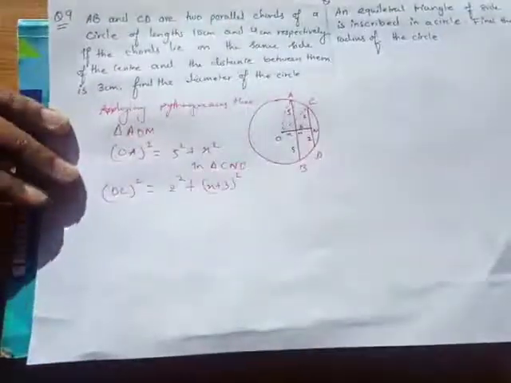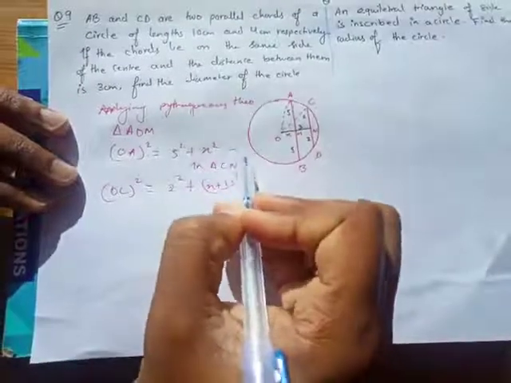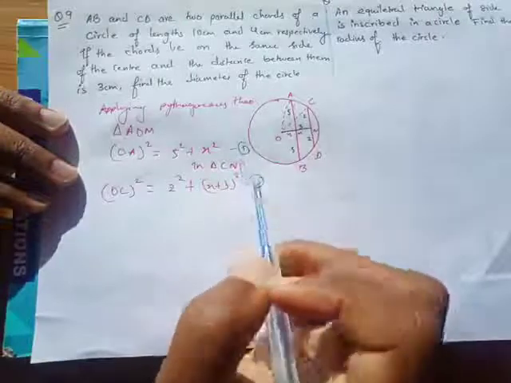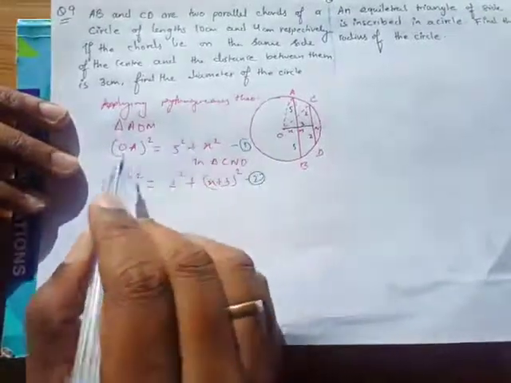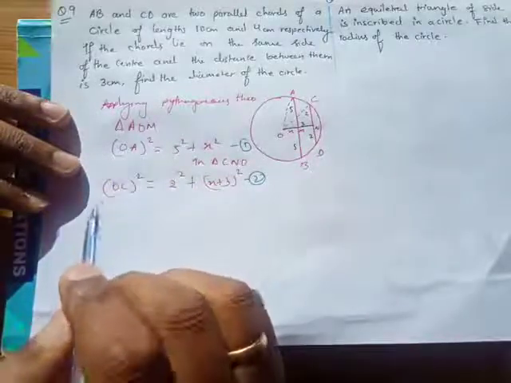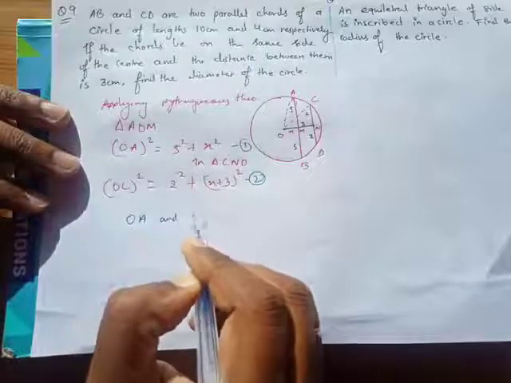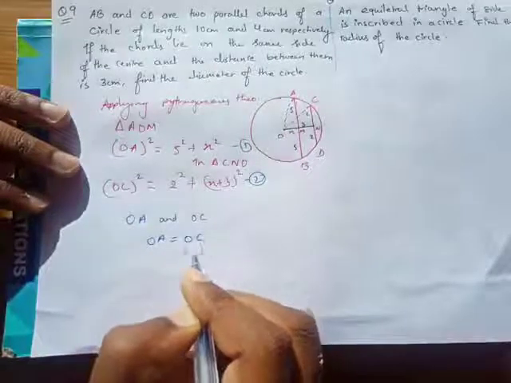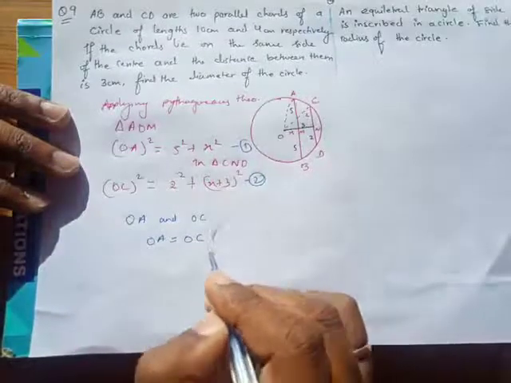Please try understanding both the equations over here. This is the first equation, this is the second equation. If you see both the equations, you need to understand that OA and OC are equal. What is the reason of them being equal?